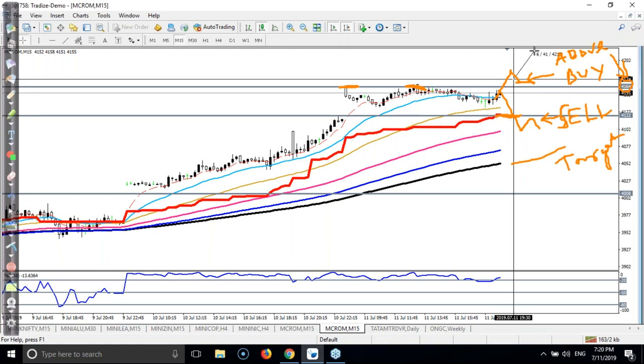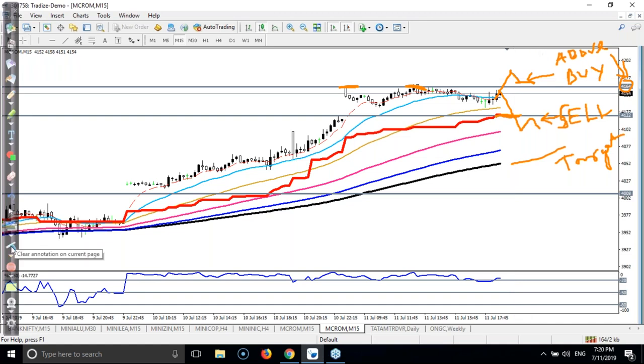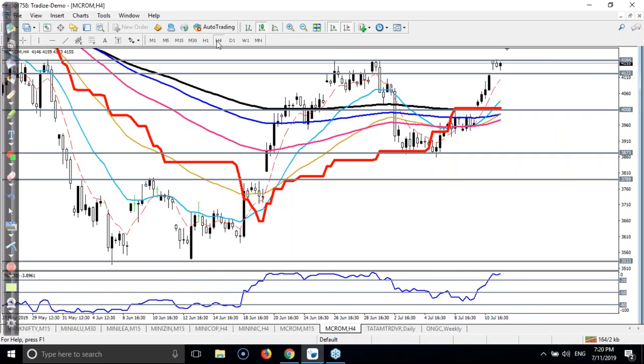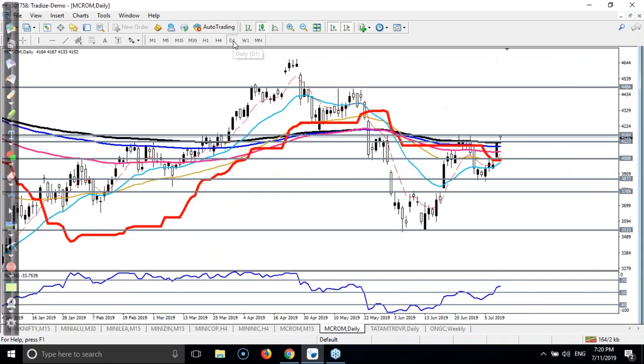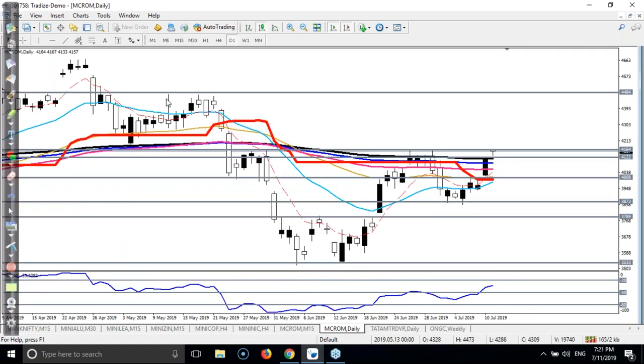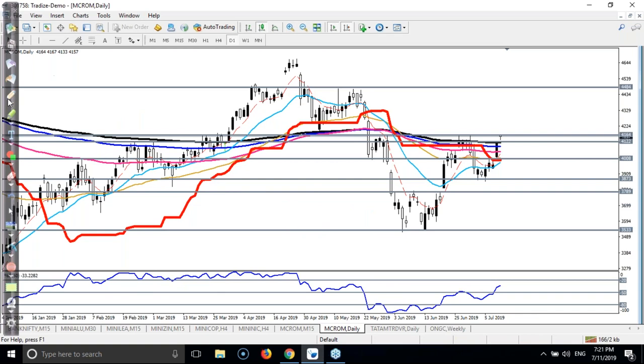So how do we determine the target? That is why we have to see the 4 hour chart again. So you can see this is a 4 hour or daily chart. Let me show you the daily chart. Now you can see in the daily chart, we have to find some strong resistance line or previous support or resistance. Now you can see here, this is a previous high support, this one is a strong resistance line, right?